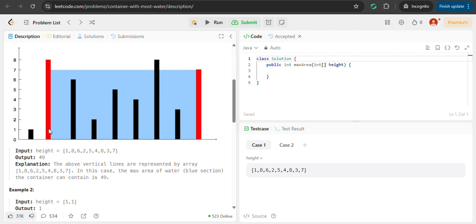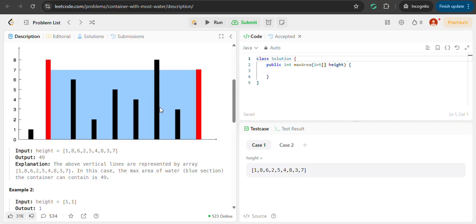If you can see, we have the left side maximum as 8, and on the right side we have 7. The minimum of both is 7. So if we take 7 as the height, what is the width? The total length is 9, and if this is the ninth one, this will be the second one. So 9 minus 2 is 7. So 7 into 7 is 49. That is the maximum.